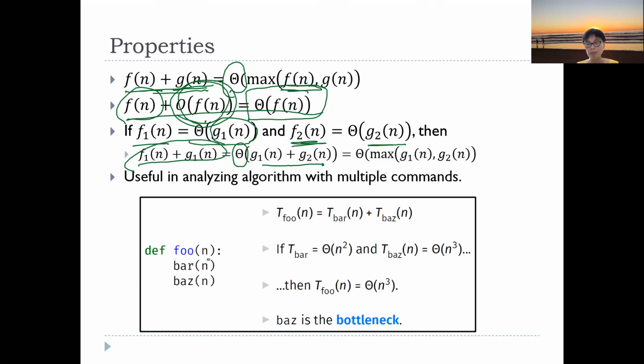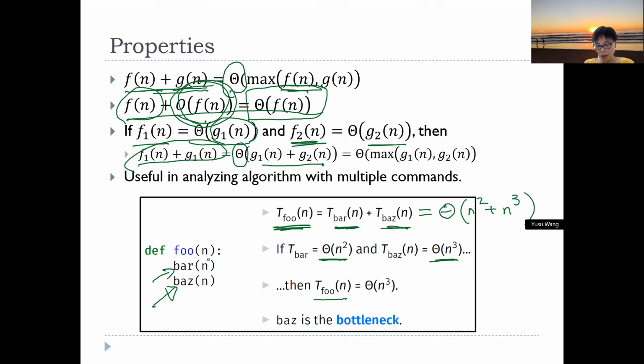Let's say I have a very artificial algorithm where this function foo calls two other functions. One is called bar, one is called bus. This means that the time complexity of function foo is equal to the time we need to spend for the first procedure plus the time we need to spend for the second procedure. Now assume that the first procedure's time is theta of n squared, and the second one is n cubed. Now what is the total time?